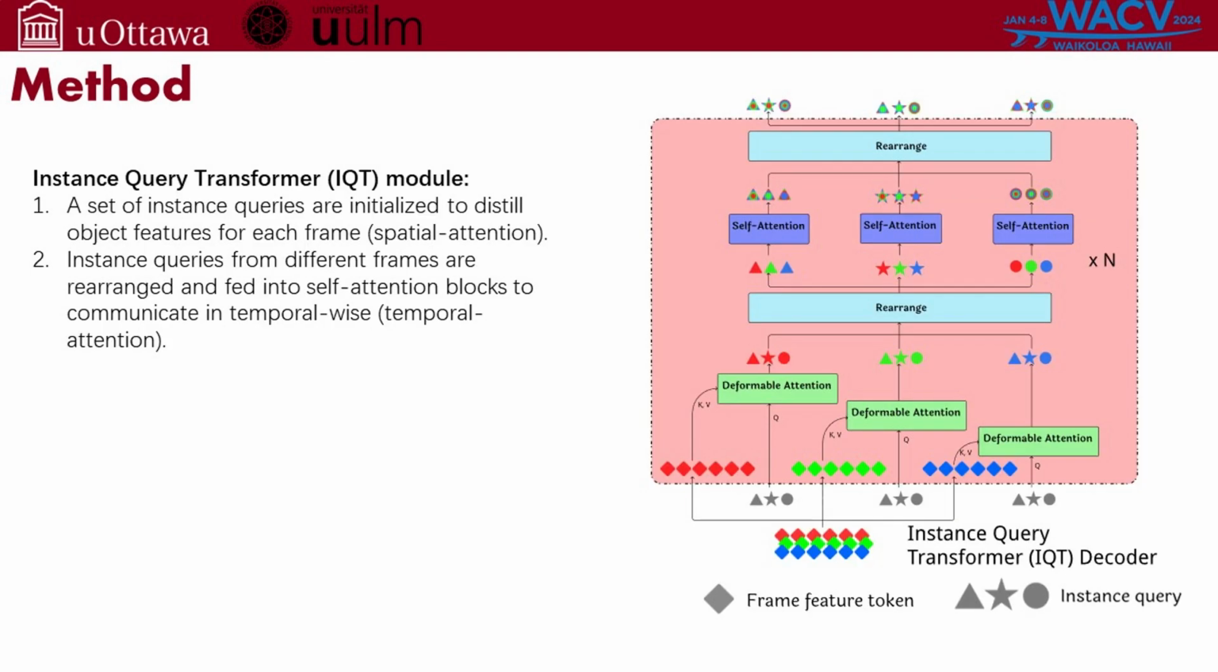The instance query transformer model utilizes a set of instance queries to distill object features for each frame at first. It is called the spatial attention. Then the instance queries from different frames are arranged and fed into a self-attention block to communicate temporally. It is called the temporal attention. Each output token now has communicated with others under both spatial and temporal space.